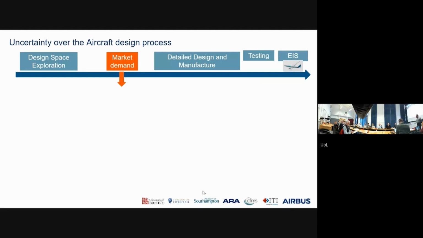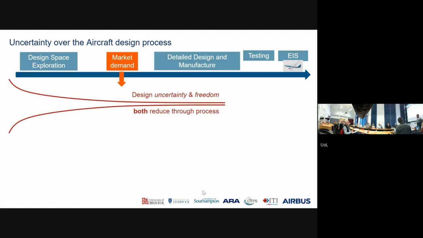So this is a slide I've shown a bit before, but an important one. If you look at uncertainty over the overall aircraft design process, everything from the early phases in the design space exploration, when you're understanding what product to make, right through to the entry into service and operation of your aircraft, one of the key aspects is that the design uncertainty reduces through the phases, but so does your design freedom to correct any issues that you've built into the process. So the freedoms you have in the design also reduce as your uncertainties reduce.